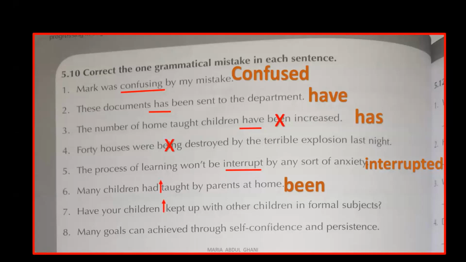Number 7, have your children kept up with other children in formal subjects? Here, what to say? Here also, children is the receiver of the action. It's a passive voice. Passive voice needs a helping verb of the present perfect. Have is not enough. You have to say have been kept up with other children in formal subjects. Number 8, many goals can achieve through self-confidence and persistence. It's a passive voice. You can't say can achieve. You have to use the helping verb of the passive, which is can be achieved.